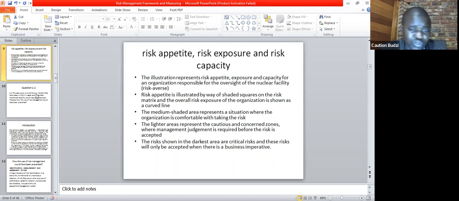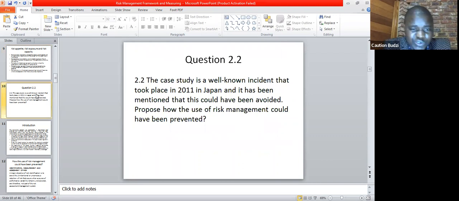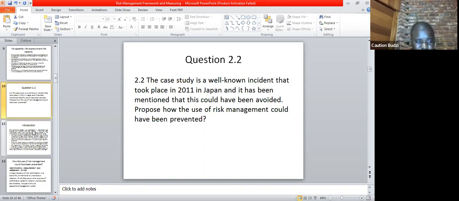Okay, let's go to question 2.2. The case study is a well-known incident that took place in 2011 in Japan, and it has been mentioned that this could have been avoided. Propose how the use of risk management could have prevented it. So we want to look at the risk management ideas which could have been used to prevent the occurrence of this disaster.